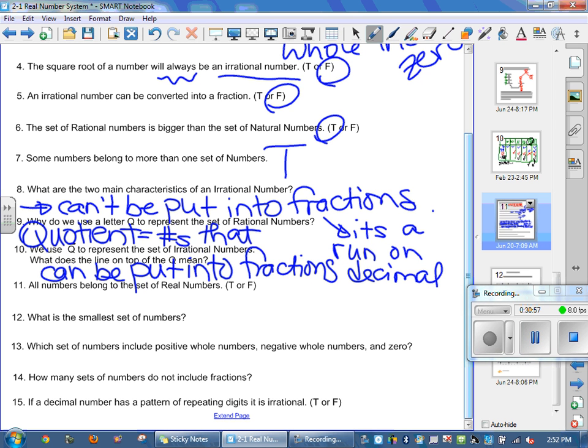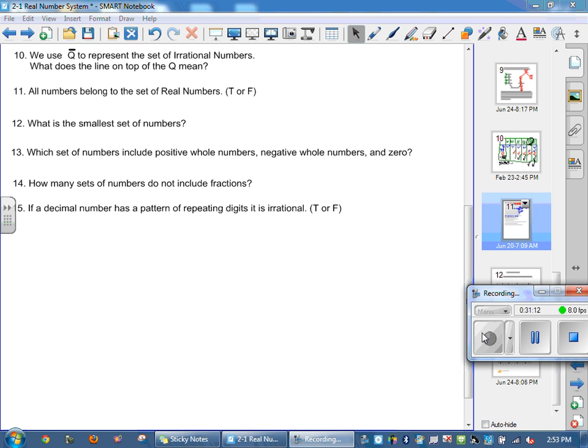Let's look at number 10. Has everybody written that down? Number 10 says, we use Q with a negative sign on top to represent the set of irrational numbers. What does the line on top of Q mean? One word. Starts with an N. Not. It means not. The line on top means not rational.